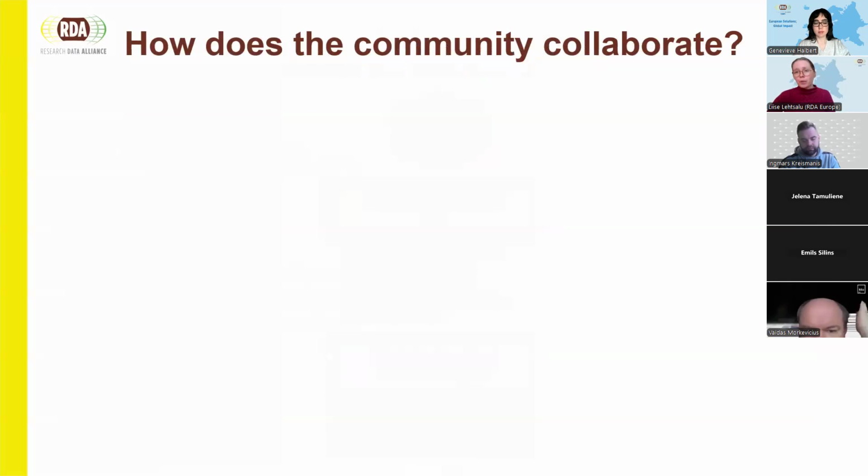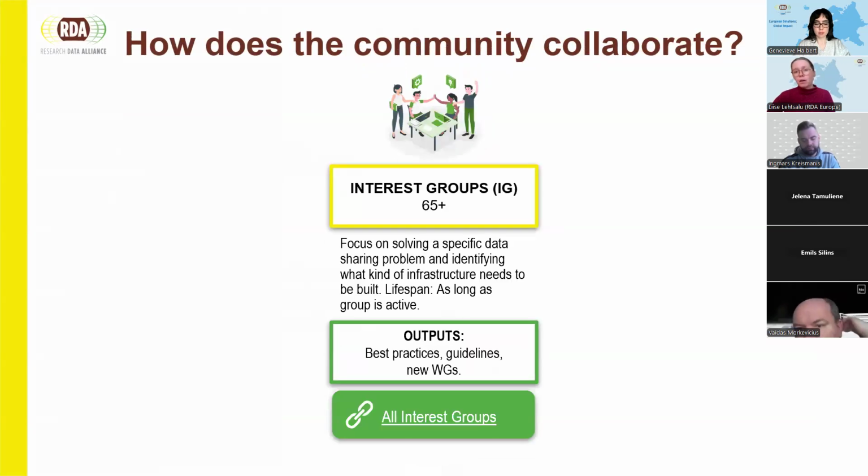How does the RDA community collaborate? There are three ways for the community to collaborate. The first one is interest groups, which are exploratory groups where a group of like-minded people interested in a specific data sharing problem or specific infrastructure come together and try to identify problems. It usually starts from a problem already having been identified, and they focus on generating potential solutions to that problem.